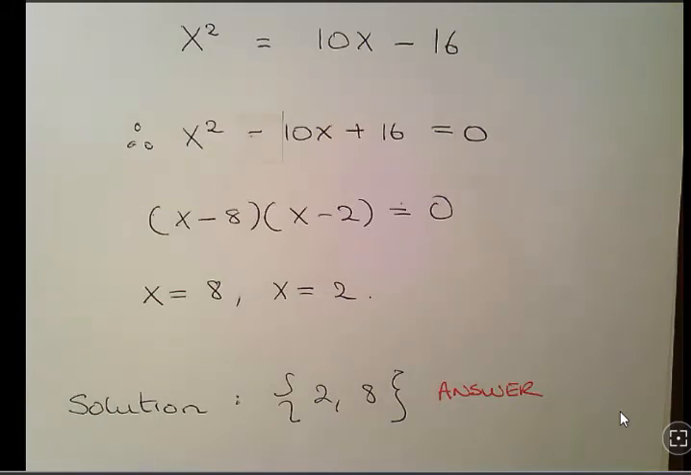That's a quadratic. Factorize it: x minus 8 times x minus 2 is equal to 0. So x is equal to 8, or x is equal to 2. So our solution is 2 and 8. That is the answer to the second part of that. So that's just worked examples using logarithms.